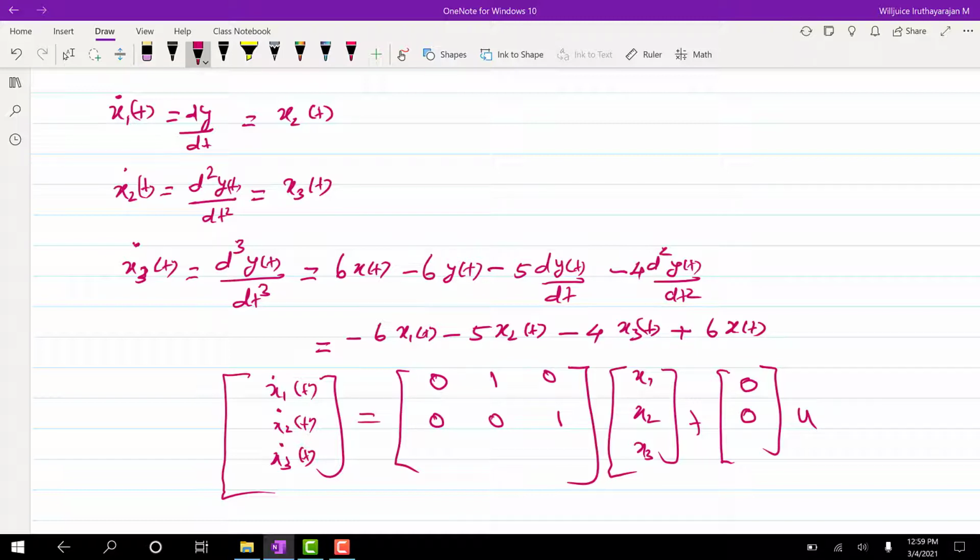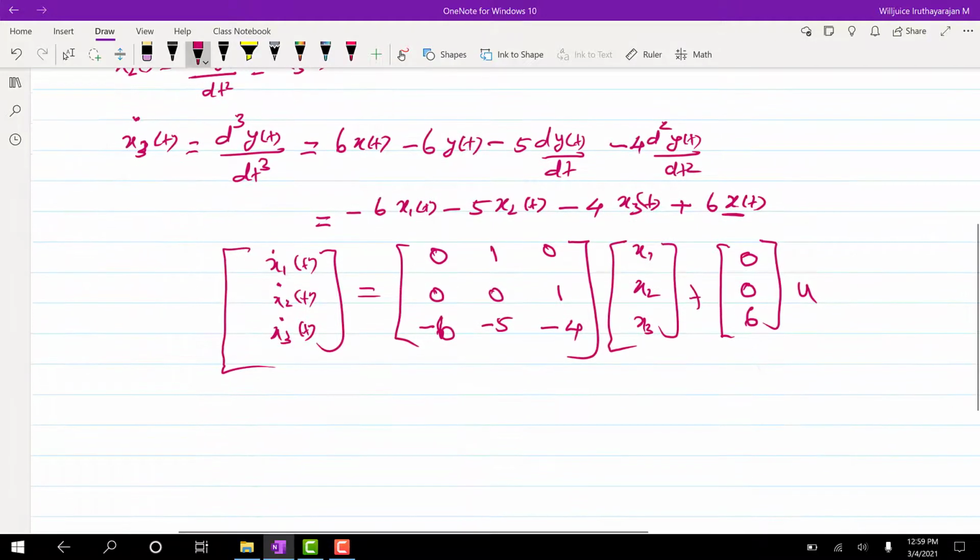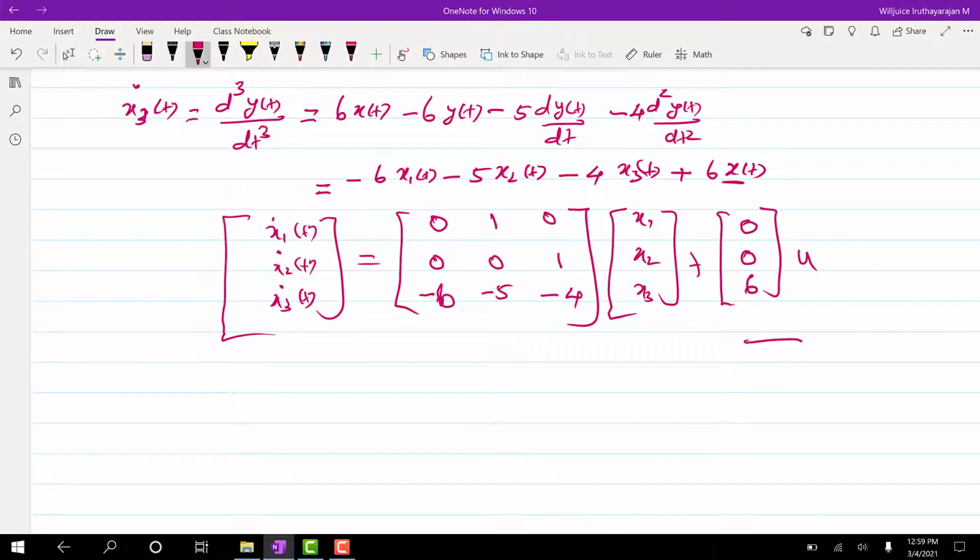Similarly x3 dot of t is equal to minus 6 into x1, minus 5 into x2, minus 4 into x3, plus 6 into u of t. Here the input is nothing but x of t, and we consider the coefficient as 6. So this is your state equation.